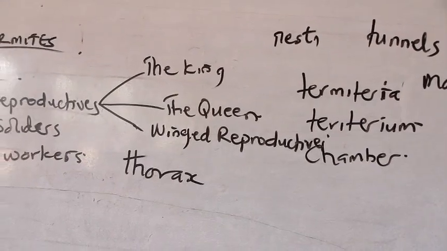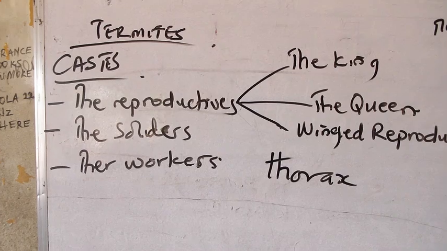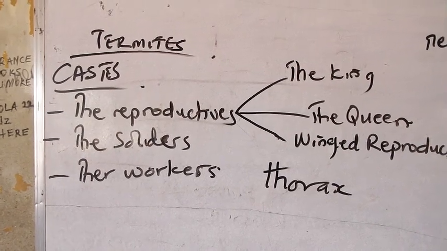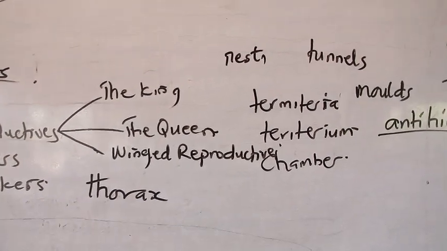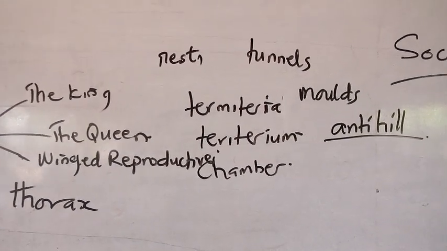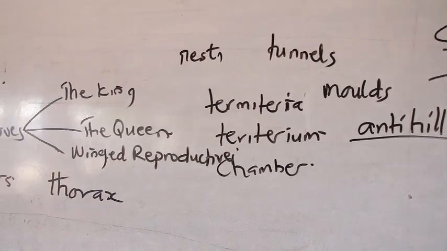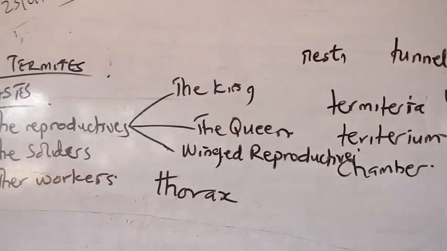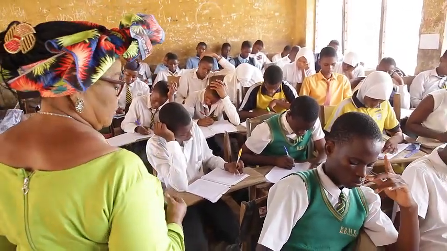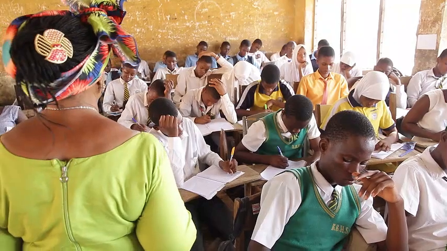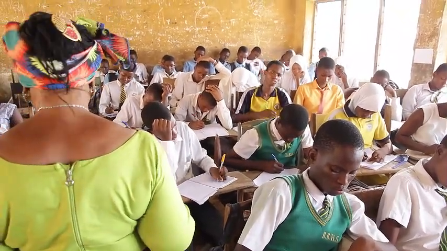There is only one queen at a time in a colony. Its main function is to lay eggs.